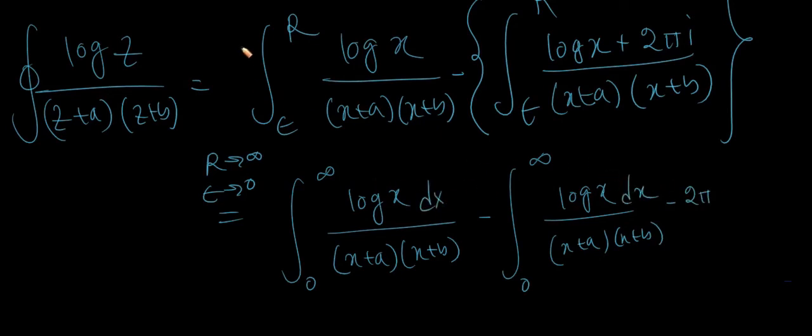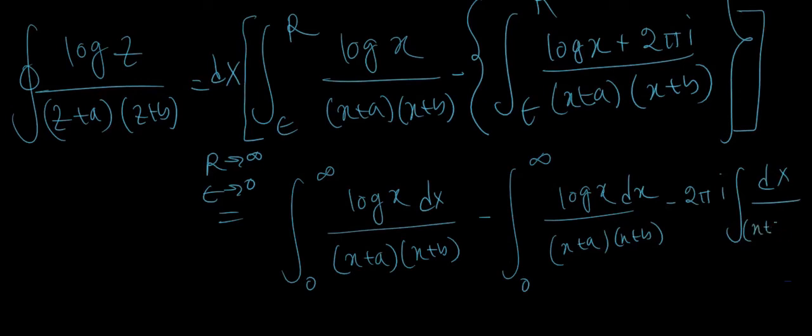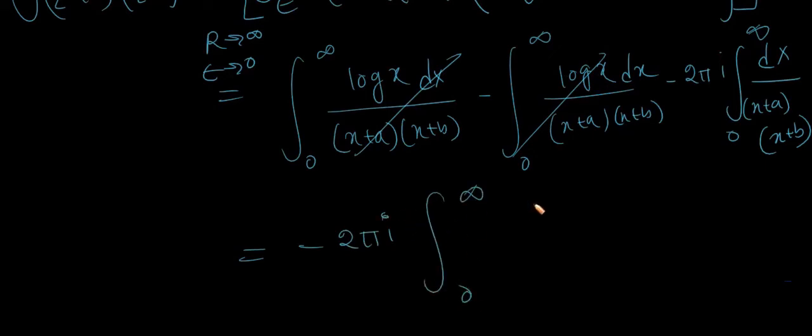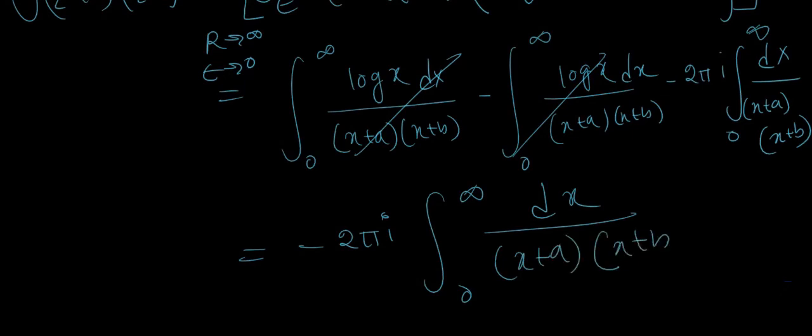I'm missing all the dx for some weird reason, so let's just give a big dx over here and enclose this thing with third bracket. So now you have a 2 pi i and finally a dx divided by x plus a and x plus b, right? After taking the limit that epsilon goes to 0 and r goes to infinity. And now you see that these two parts cancel each other out. So ultimately you have 2 pi i, integral from 0 to infinity of dx over x plus a, x plus b.